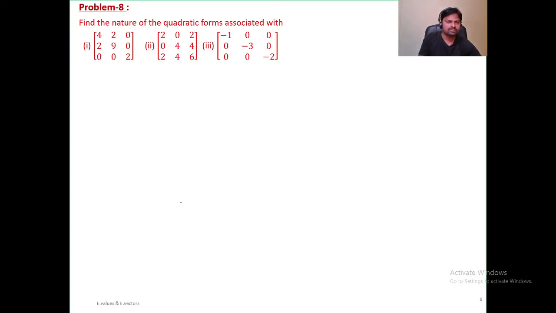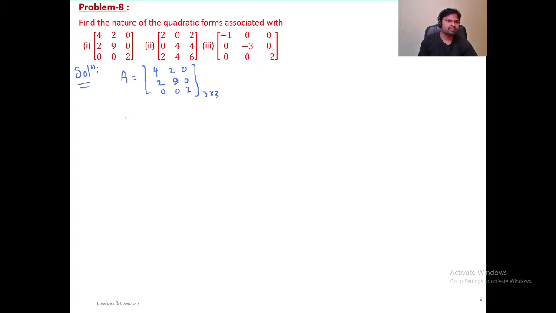Now look at the first one. Now we have to classify the corresponding quadratic forms. So with respect to this matrix, let us assume the given matrix is A: 4, 2, 0, 2, 9, 0, and 0, 0, 2. So it is a matrix of order 3 by 3. Okay.